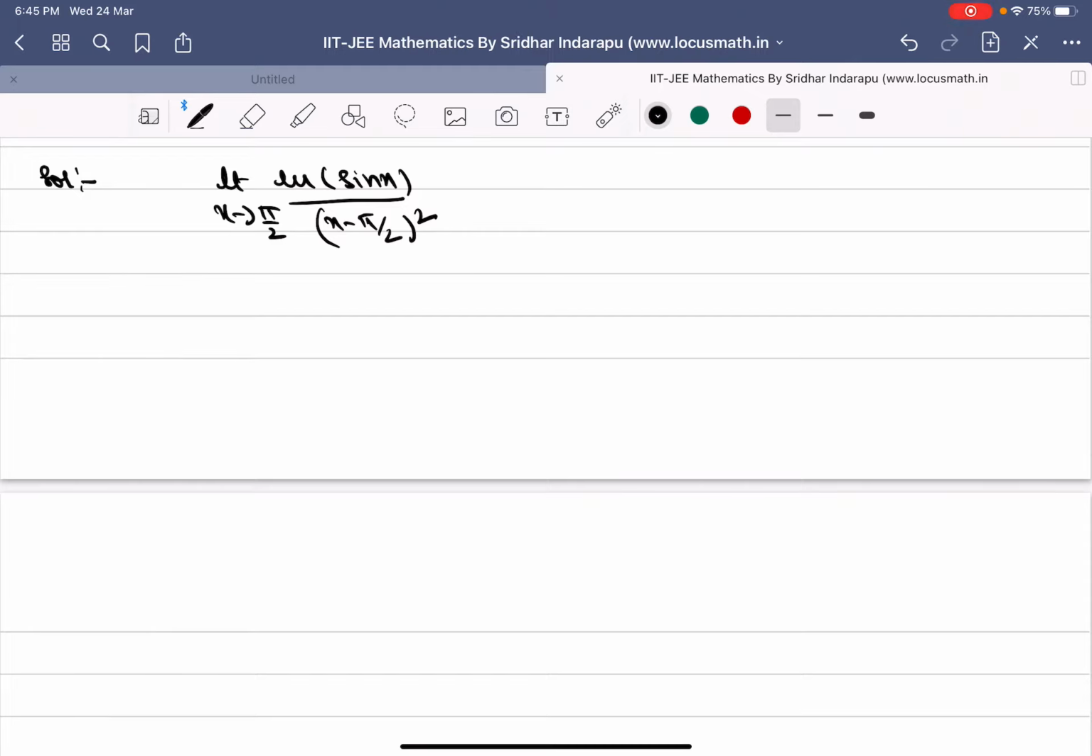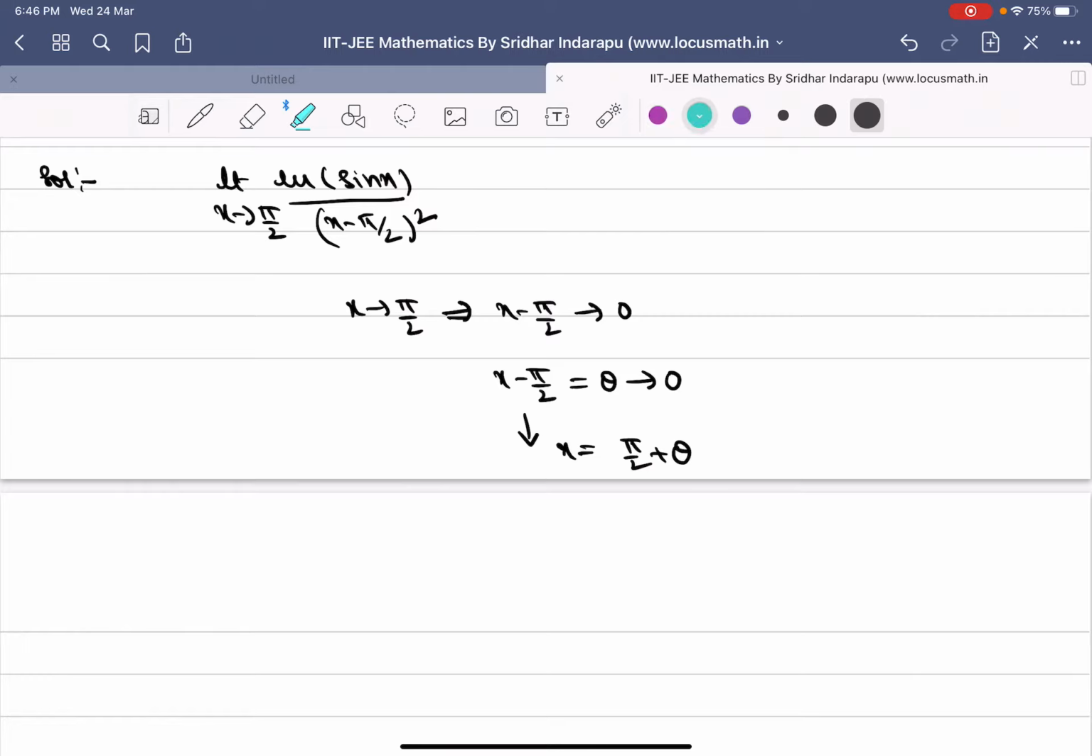If x tends towards pi by 2, this implies x minus pi by 2 tends towards 0. Now, make the substitution x minus pi by 2 equals theta. If x minus pi by 2 equals theta, then theta tends to 0. And if x minus pi by 2 is theta, then x equals pi by 2 plus theta.